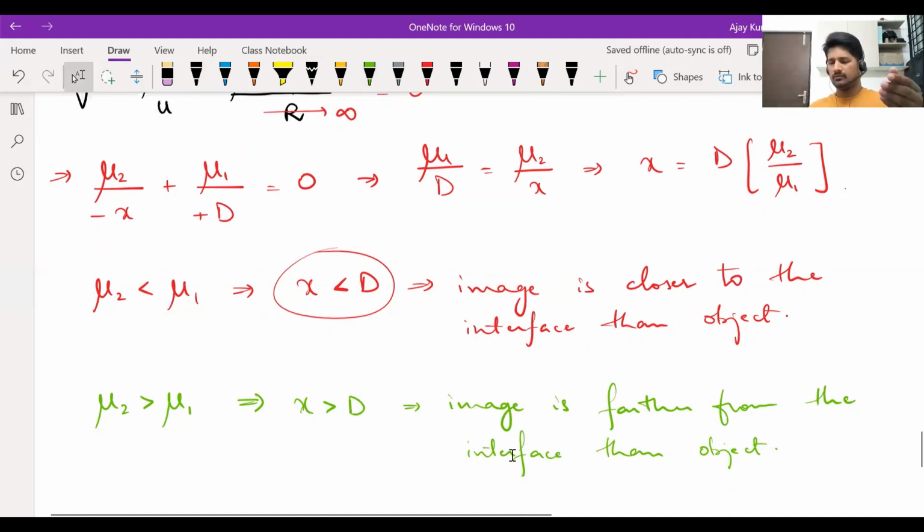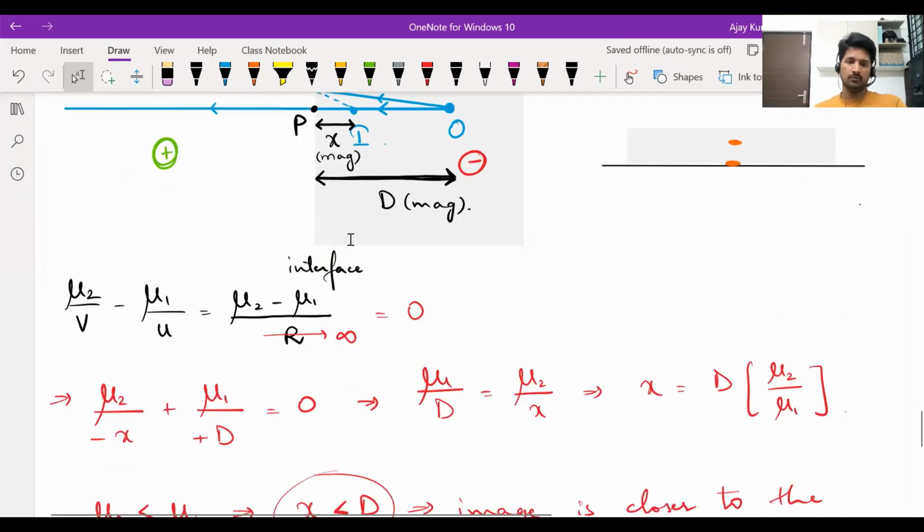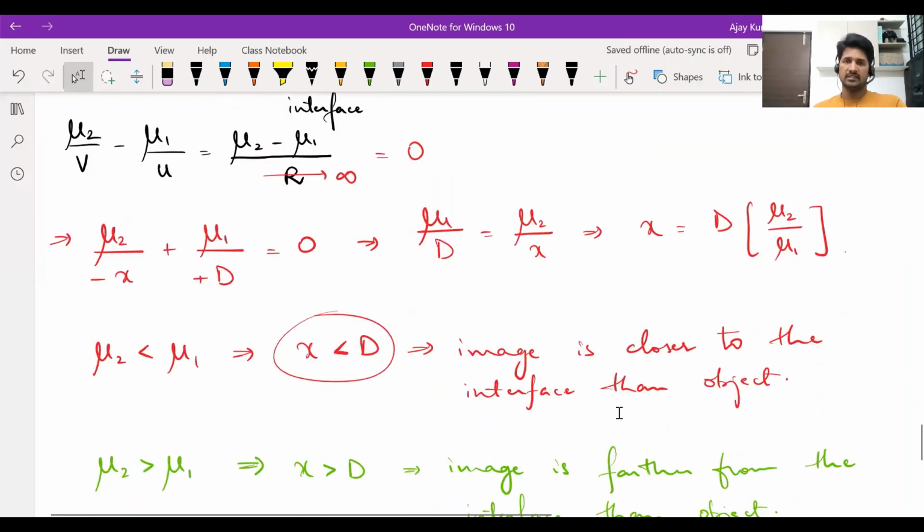Okay. Now, when you place a plastic scale or a glass slab on printed letters, the letters appear closer to you. Why? Light first travels through the glass slab, then enters into air. So it is going from a denser medium to a rarer medium, like this case that we have, for which we have drawn the ray diagram. So glass first, then air, or plastic first, then air, means it is going from denser to rarer, mu1 more than mu2. And if mu1 is more than mu2, the image is closer to the interface than the object.